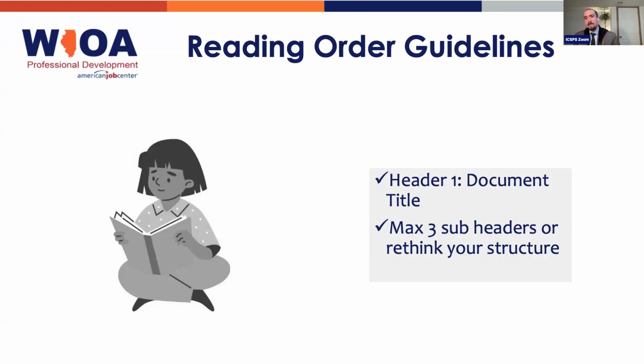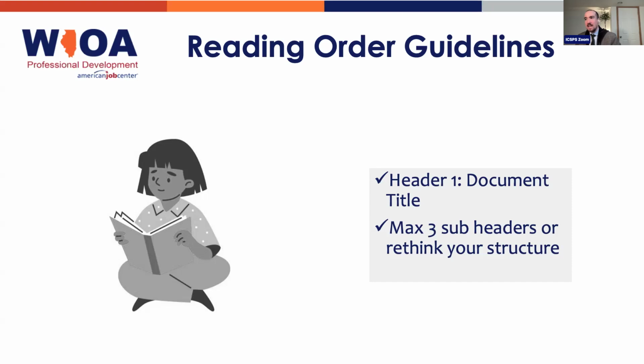Some guides. This is something that people do wrong all the time, and I do it wrong all the time too. But header one is technically the document title. So whatever you want the title of the document to be should be header one. There should be nothing else that is header one. So for this one, it would be Workforce Wednesday webinar, a live walkthrough of document accessibility, and so on.